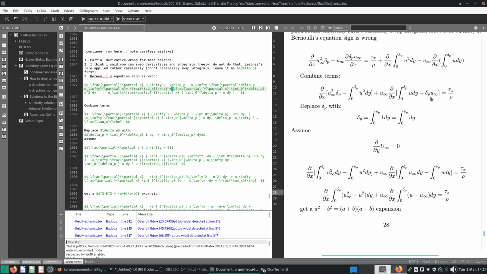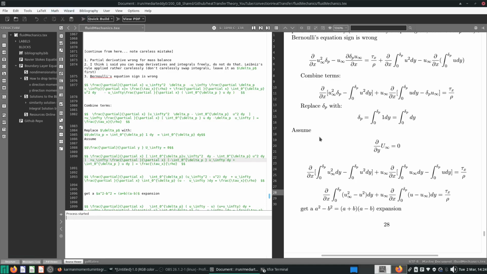Did I? Yeah, I think there's another careless mistake here. In front of the u infinity there should be a negative sign. Here should be a positive. So let's change that, plus and minus. Good thing we go through that. But other than that, everything else should be the same.